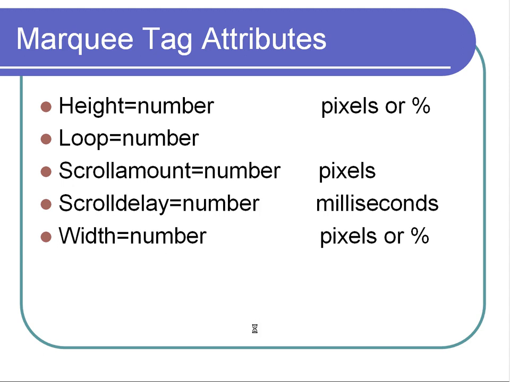The way this works is you can make your marquee a certain height or a certain percentage of your page. You can also loop it a number of times and then it stops. If you leave loop out, it goes on forever. Scroll amount, the way the scrolling and the sliding works is it moves your text so many pixels and then delays. So these next two control that.